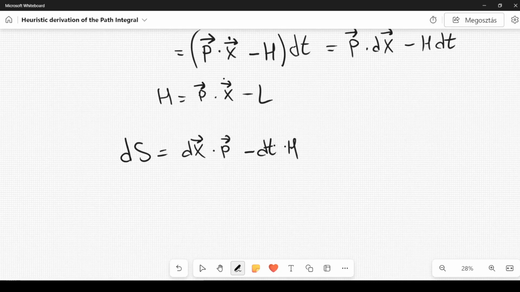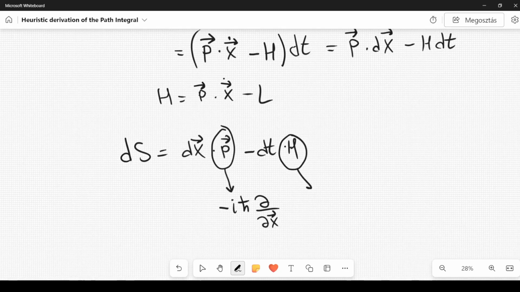Now, if we transition from classical mechanics to quantum mechanics, we have to replace momentum with its corresponding operator, and the corresponding operator is minus i h bar d over dx. So this is the gradient, and this is the usual Planck constant, the reduced Planck constant. And H, which is the energy, should be replaced with its corresponding operator. The energy operator can be written as i h bar partial derivative with respect to time.